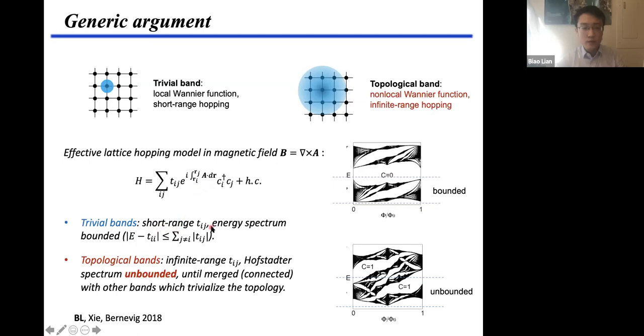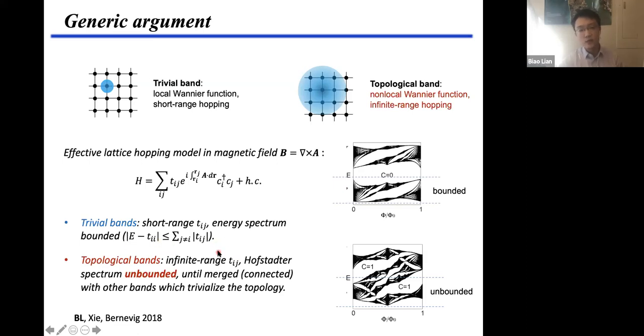For trivial bands, one can prove that the spectrum of the system is always bounded by the norm of the sum of these hoppings. One can see that the magnetic field only changes the phase of T, but does not change the norm of T. So for a trivial band, the energy spectrum is always bounded by this number, which is finite because one has short-range hopping in this trivial case. But for topological bands, one has infinite-range hoppings, and this upper bound diverges.